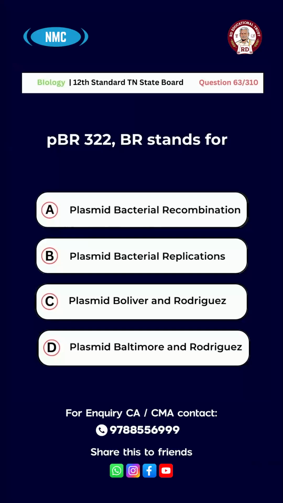Question number 63. PBR322. BR stands for: A. Plasmid bacterial recombination. B. Plasmid bacterial replication. C. Plasmid Bolivar and Rodriguez. D. Plasmid Baltimore and Rodriguez. The right answer is option C, plasmid Bolivar and Rodriguez.